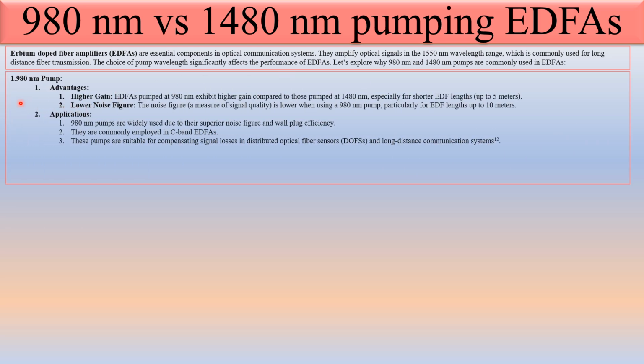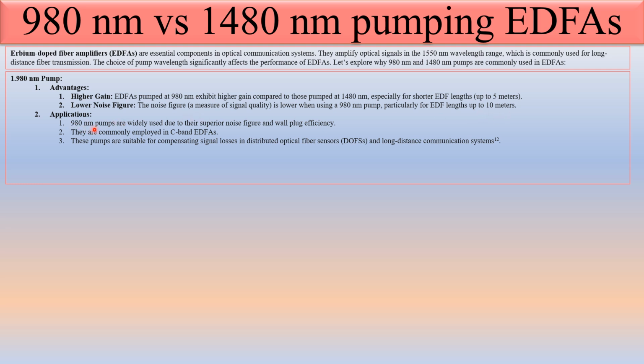980 nanometer pump advantage. Higher gain and low noise figure can be achieved when you're using the 980 nanometer pump. Pumped at 980 nanometer, amplifiers exhibit higher gain compared to when we use 1480 nanometer, especially for short EDF length up to 5 meters. Lower noise figure: the noise figure, a measure of signal quality, is lower than when using a 1480 nanometer pump, particularly for EDF length up to 10 meters.